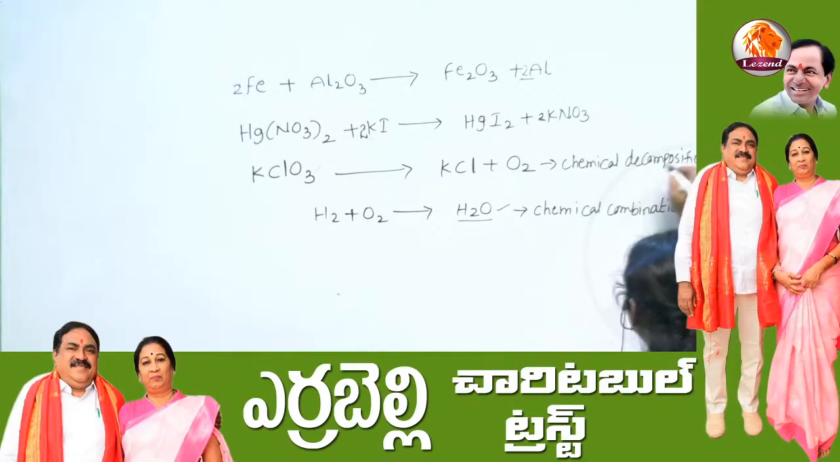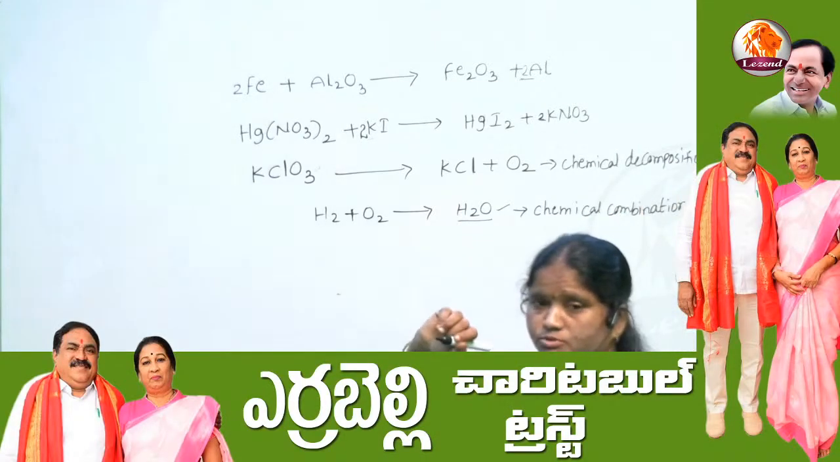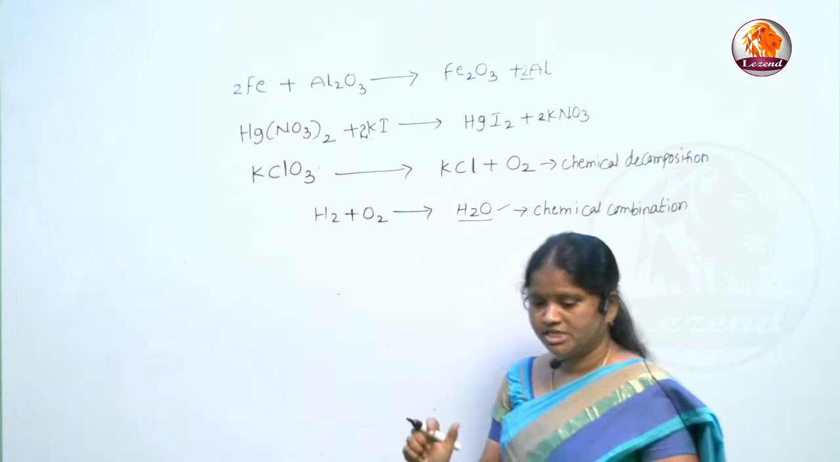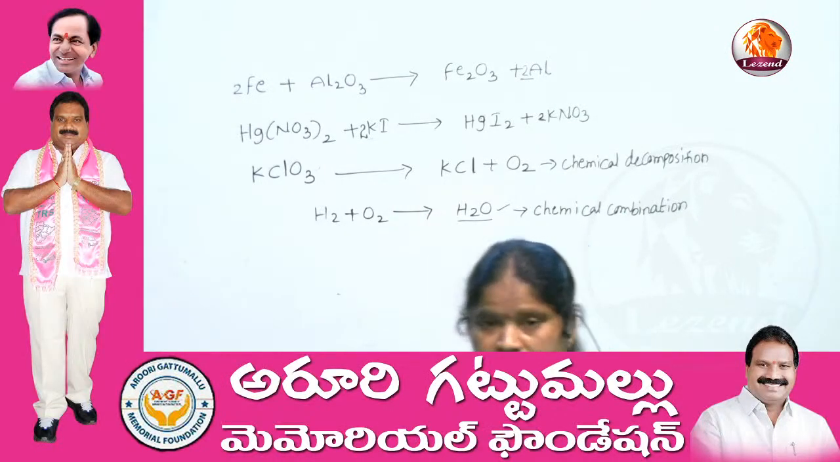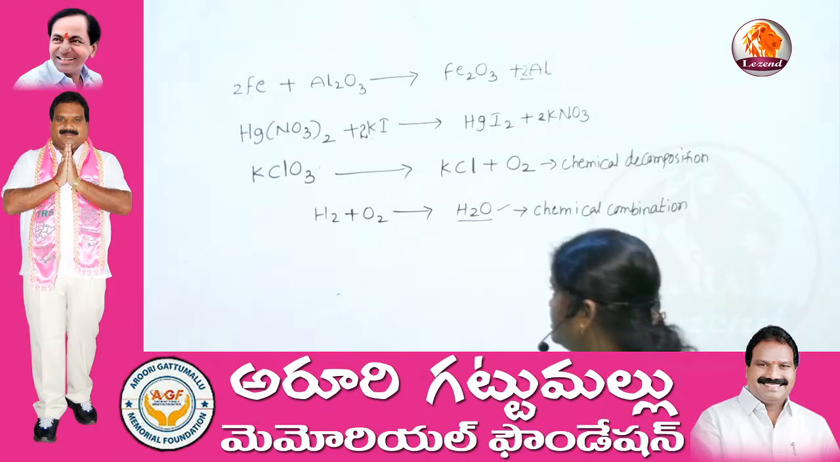So in this way we have 4 kinds of chemical changes: decomposition, combination, displacement, double displacement. While writing the chemical equations, I will again explain what displacement and double displacement are.